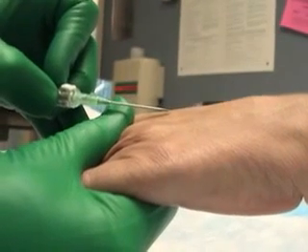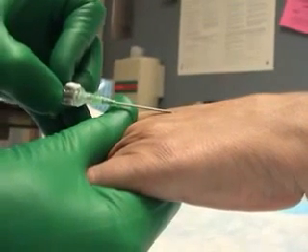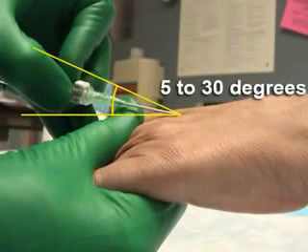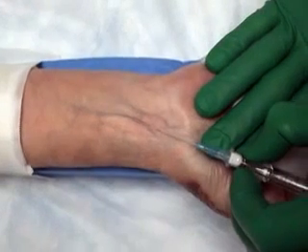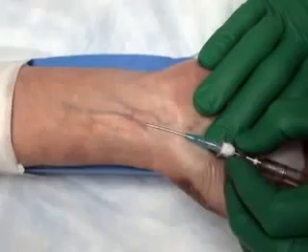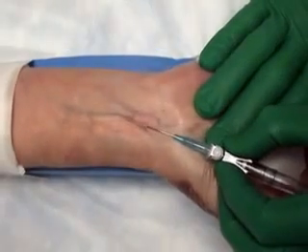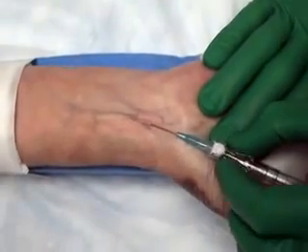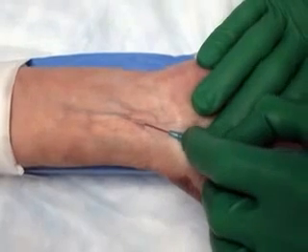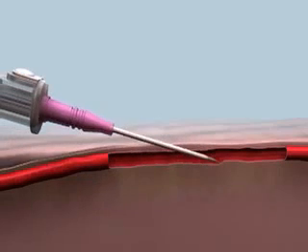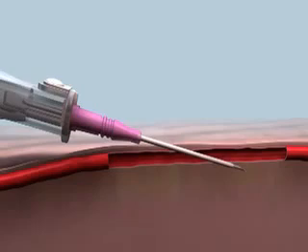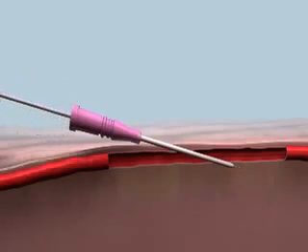With your dominant hand, insert the metal needle bevel up at a 5 to 30-degree angle through the skin and into the vein. The angle used to approach the vein is dependent on the depth of the vein. A lesser angle is required for superficial veins. Do not insert the catheter too deeply, as this risks penetrating the far wall of the vein.